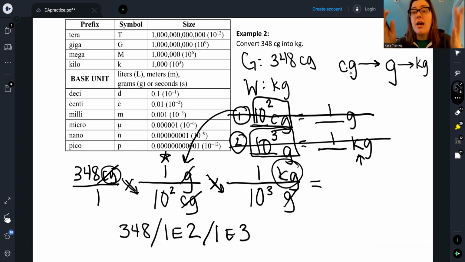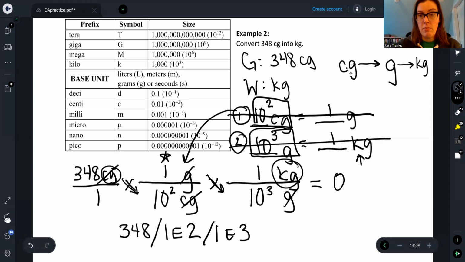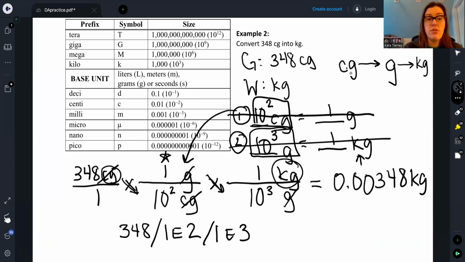Now, yeah, you could do a multiplication there if you wanted to put things in parentheses to show that 10 to the second and 10 to the third are on the bottom. I just hate parentheses. So I avoid them when possible. So I just divide when I get to a bottom number. So we're putting 348 divided by 1E2 divided by 1E3. And I get 0.00348 kilograms. Let's look at significant figures.